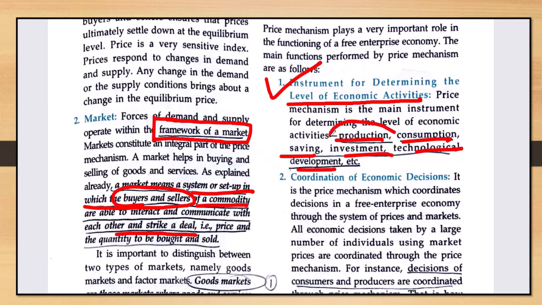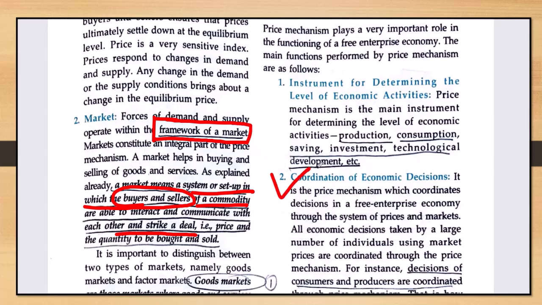For example, price mechanism will help you in deciding the type of production and the quantity of production, and it will also help you in knowing the pattern of consumption as well as the quantity of consumption at a particular price. So price mechanism is basically important over here.